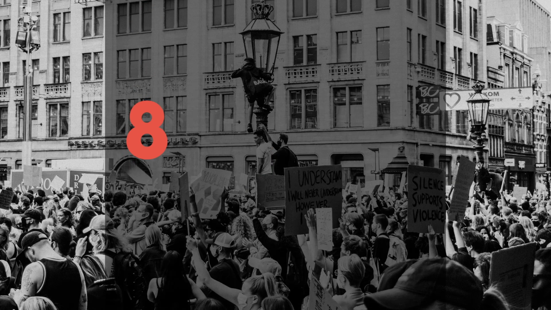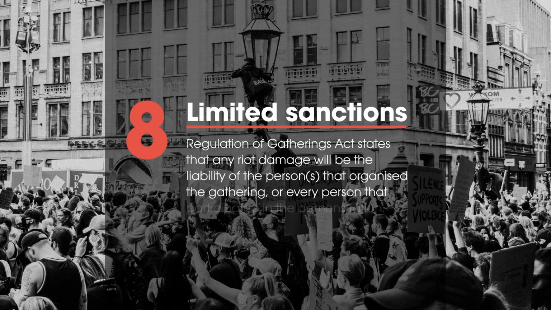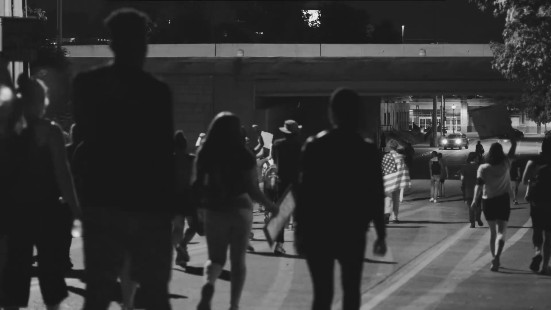This means that any sanction imposed in relation to associations and assemblies must be proportionate to the gravity of the harm and applied only as a matter of last resort to the least extent necessary. An example of where South African law contravenes this principle is that the Regulation of Gatherings Act states that any riot damage will be the liability of the person that organized the gathering or every person that participated in the demonstration. However, the Guidelines on Freedom of Association and Assembly state that neither the organizers nor fellow participants of a public assembly shall be subjected to sanctions of any kind on the basis of acts committed by others. This element of the RGA therefore contravenes the guidelines.